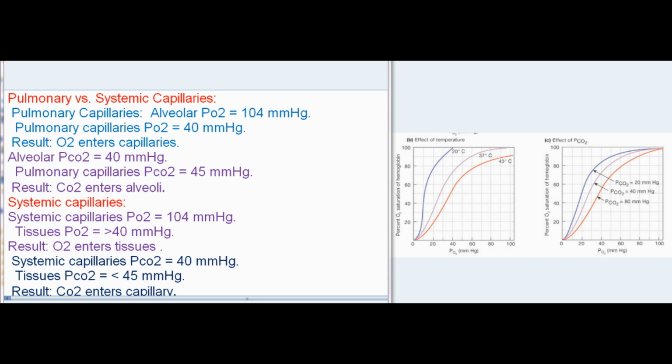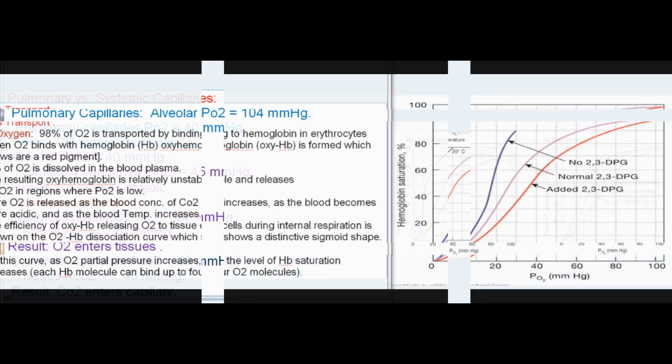Systemic capillaries PO2 equals 104 mmHg. Tissues PO2 equals less than 40 mmHg. Result, O2 enters tissues. Systemic capillaries PCO2 equals 40 mmHg. Tissues PCO2 equals 45 mmHg. Result, CO2 enters capillary.